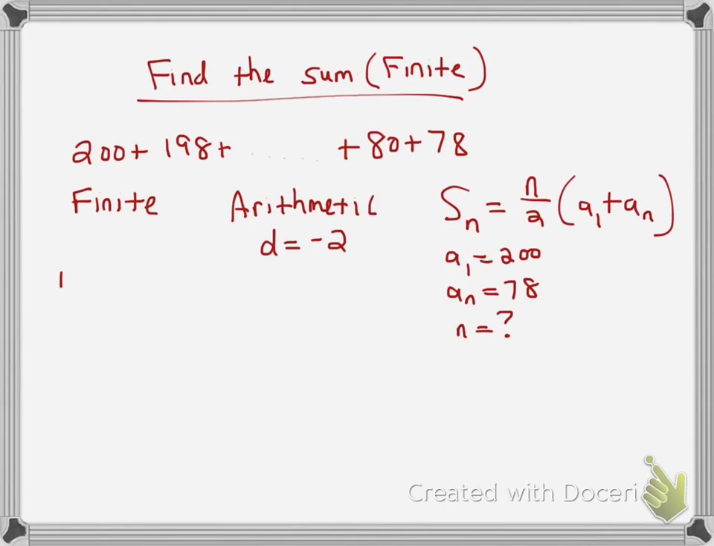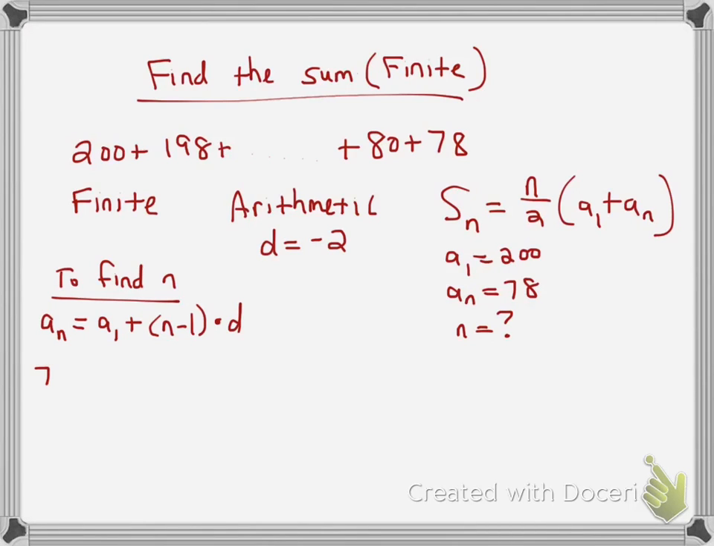Now I said if you're missing a piece of information from here, you need to go back to something that we've used before. That's our explicit formula. So in order to find n, we're going to go to this formula: an is equal to my first term plus n minus 1 times our common difference. So we need to know our common difference.